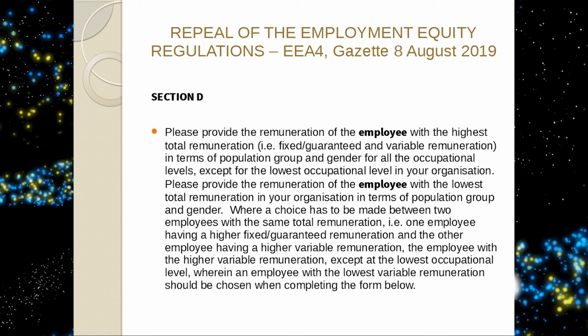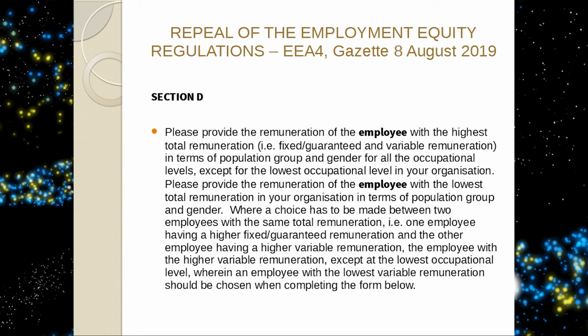Then please provide the remuneration of the employee with the highest total remuneration, fixed and variable, in terms of population group and gender for all occupational levels, except at the lowest occupational level. Okay, we said that. We are happy and satisfied with that. Then provide the remuneration of the one employee with the lowest total remuneration in your organization in terms of population group and gender, where a choice has to be made between 2 employees with the same total remuneration.